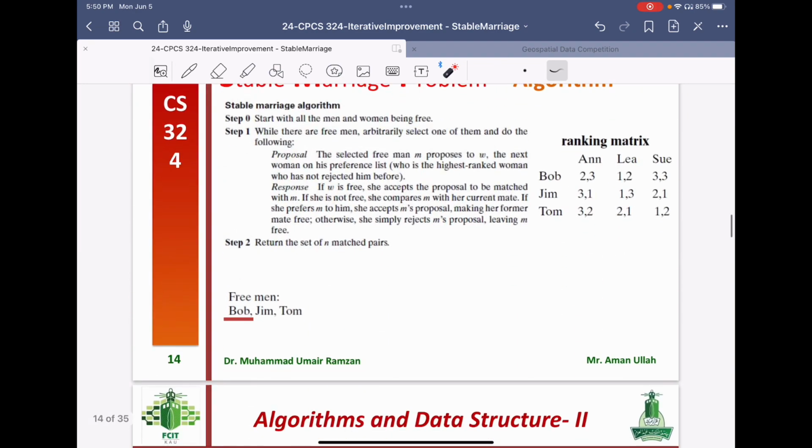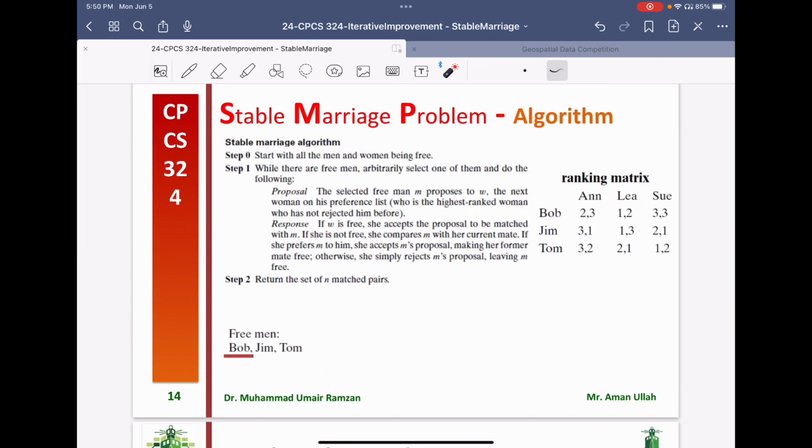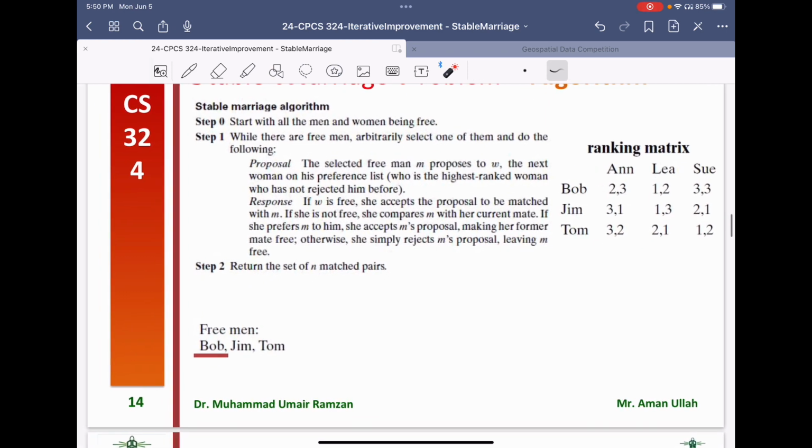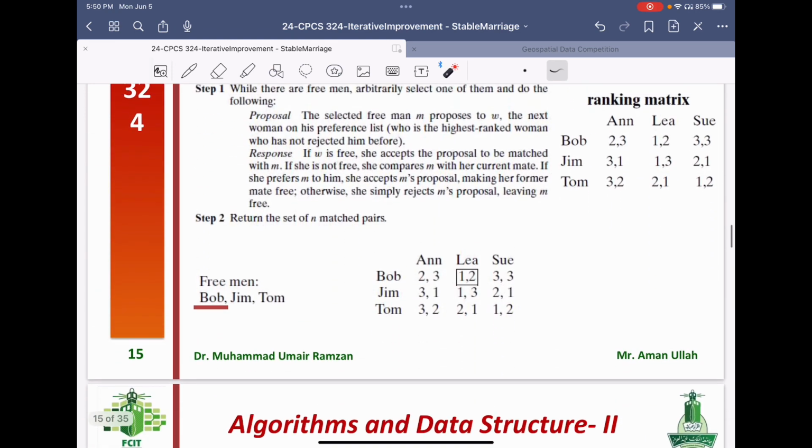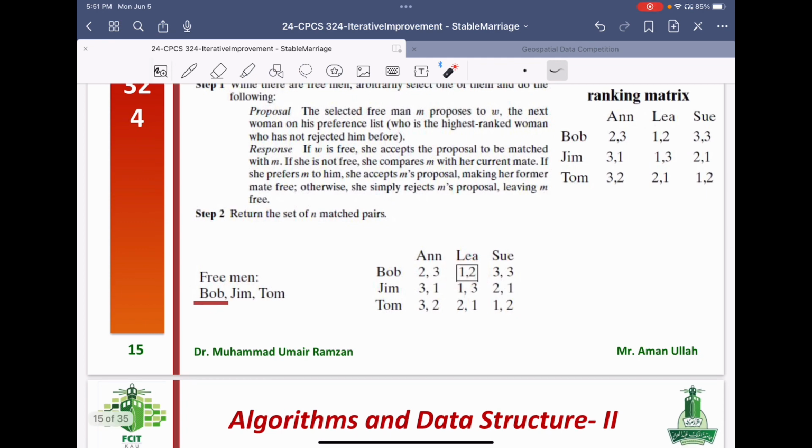Okay, so for the example, let's say we have Bob, who will look at his list for the highest ranking woman, Leah. He's going to propose to Leah, and Leah's going to accept because she's free. We don't have anyone yet. Is this true? Yes. So Leah is now married to Bob. Okay. Bob is going to be removed from the free men, and we're going to start with Jim on the next iteration.